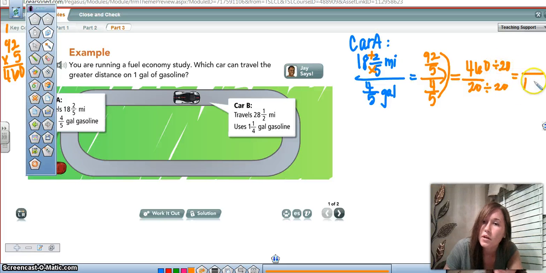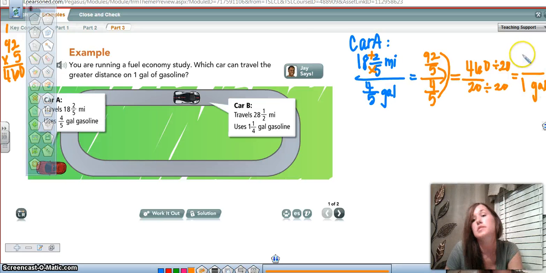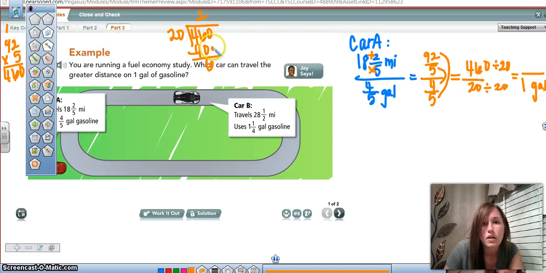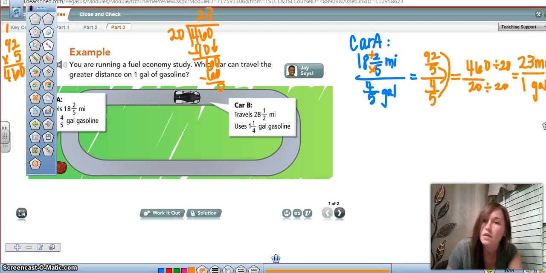Now to get a unit rate, we would want to make the denominator be 1. 20 divided by 20 is 1. Whatever we do to the top or bottom, we must do to the other side. Let's see. 20 goes into 46 2 times. Oops. And 20 goes into 60 3 times. So that would be 23 miles per gallon, and that's for car A. All right, whoa, come back to us. Okay, let's try car B.